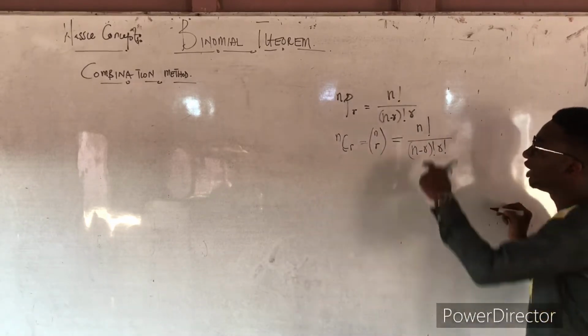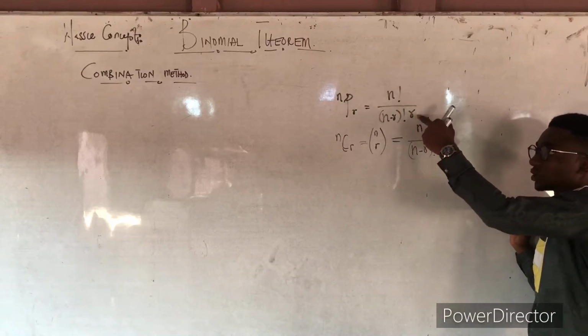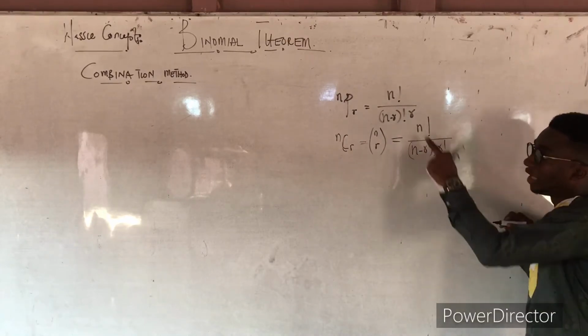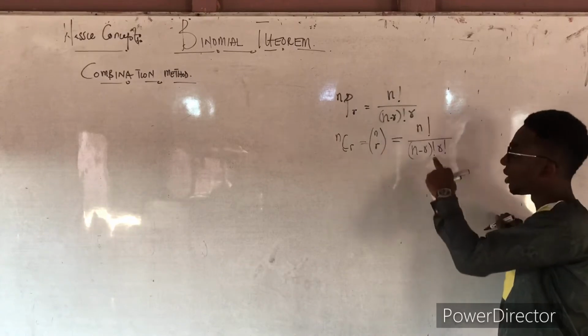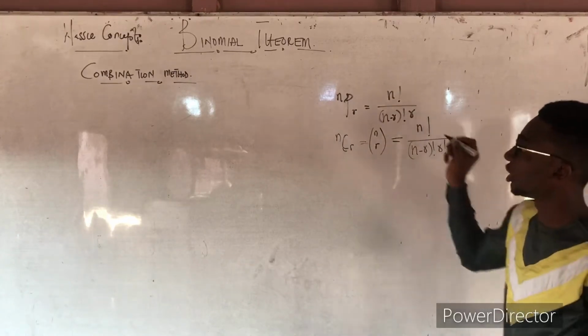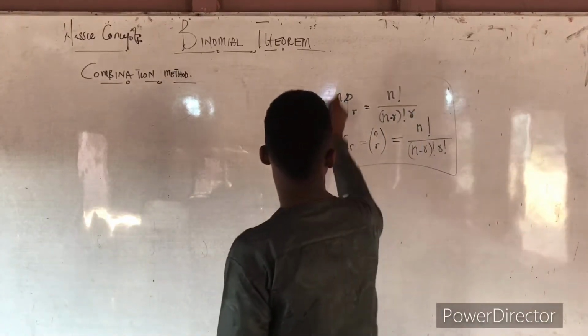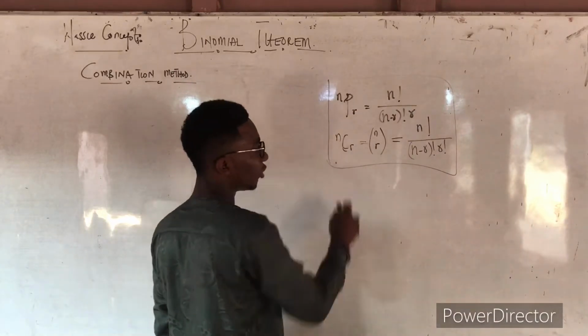So you realize that in permutation, the r is not a factorial, but in combination, the r is a factorial. So you should put this in your head. I'm not doing permutation, but I'm doing combination, but I want you to know the difference.